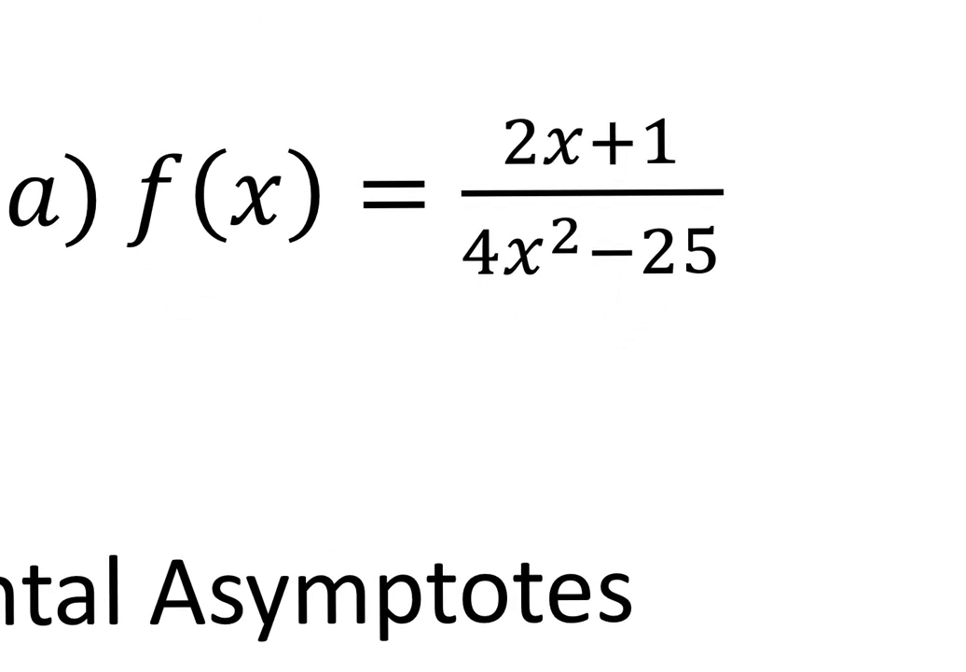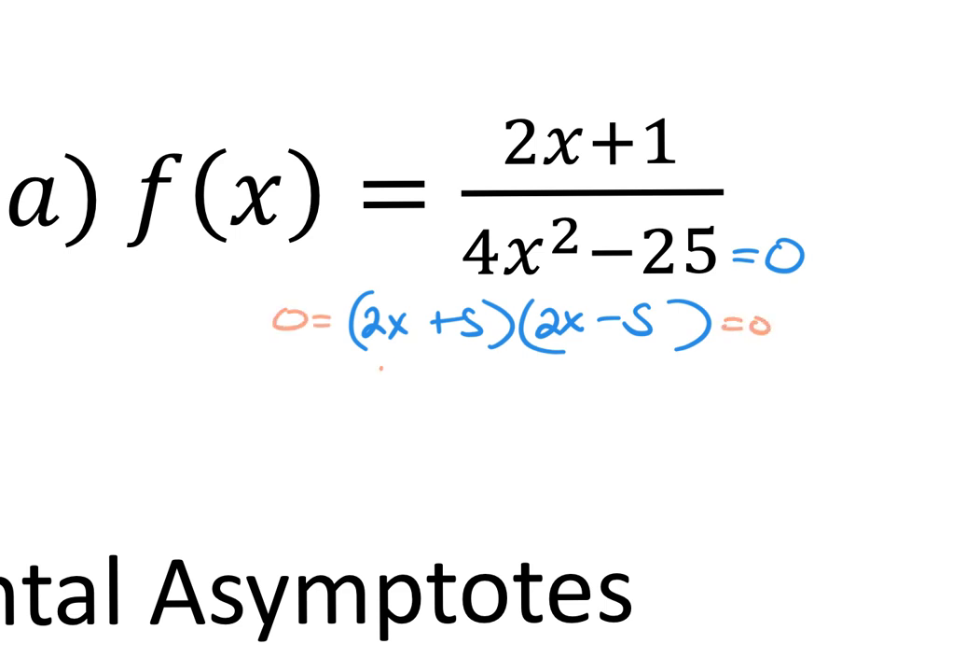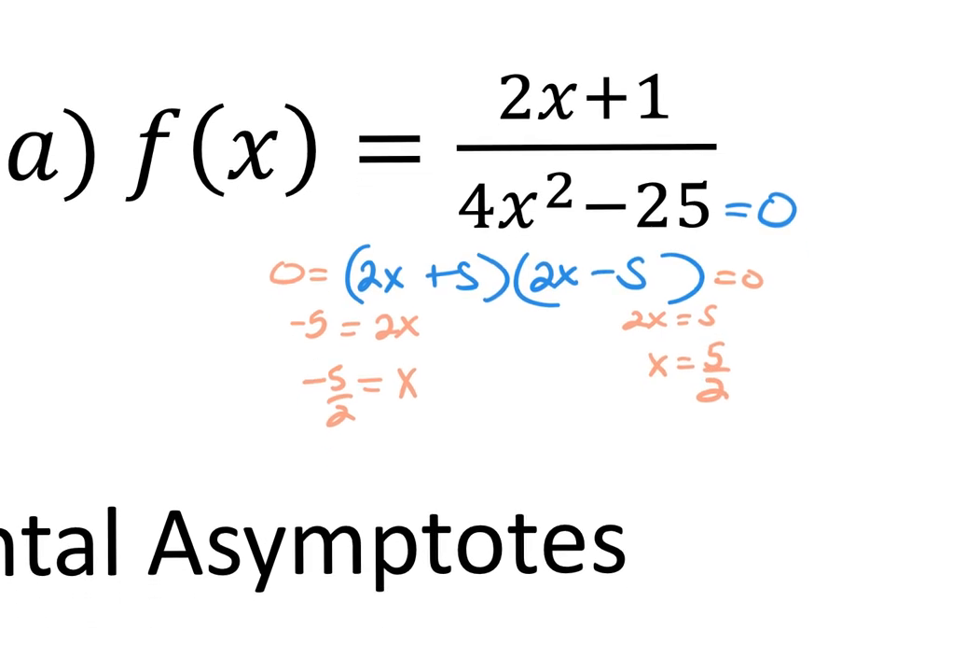To find the vertical asymptotes, I would set my denominator equal to 0. I would try to factor it. This is the difference of two squares. It would factor to 2x, 2x, one gets a +5 and one gets a -5. And then I'd split and solve those. 2x equals -5, x equals -5/2. And 2x equals +5, x equals +5/2. So there are two asymptotes here. X equals -5/2 and x equals 5/2.